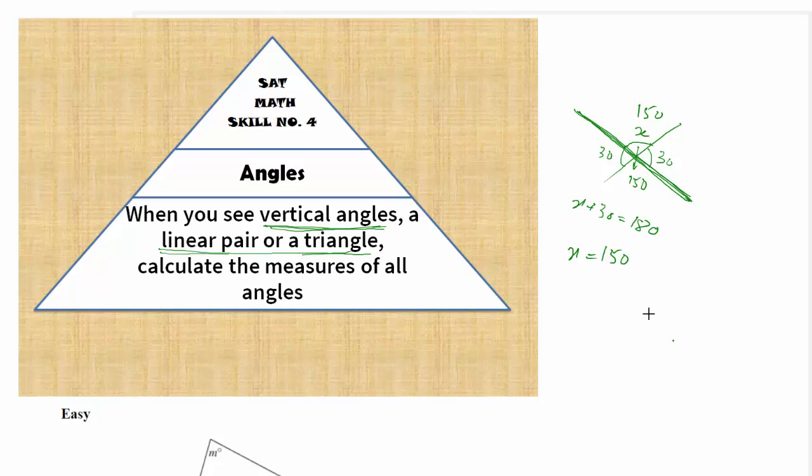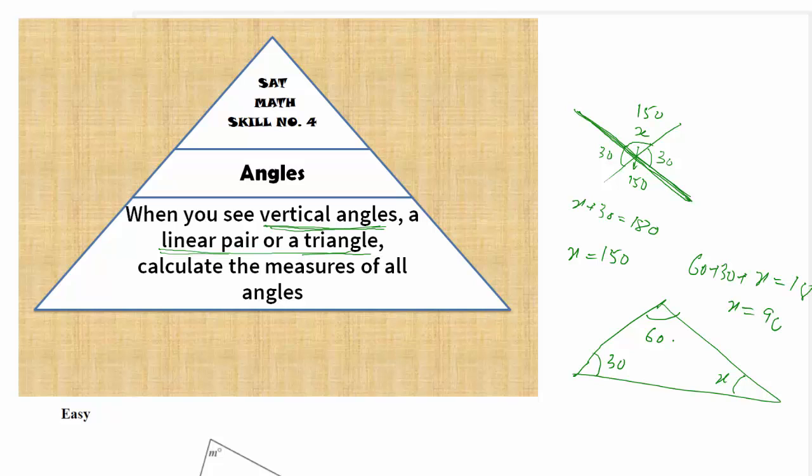And when you see a triangle and you are given two angles, for example 30 and 60, then you can find the third angle, because the sum of the angles of the triangle is 180. So 60 plus 30 plus something equals 180, so x will be 180 minus 60 minus 30, which is 90. Then you will see the later part of the question, what we have to calculate. So you have three things. If you have vertical angles, a linear pair, or a triangle, calculate the measures of all angles first, then you can move forward.